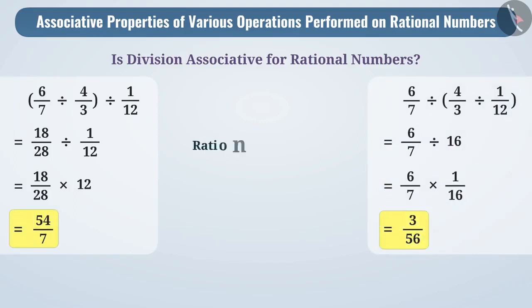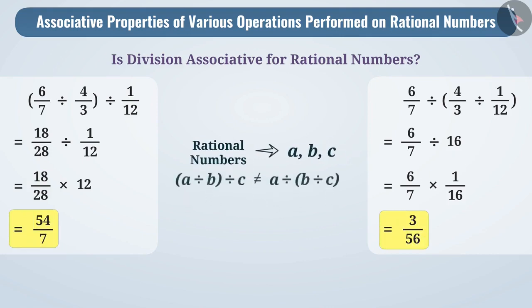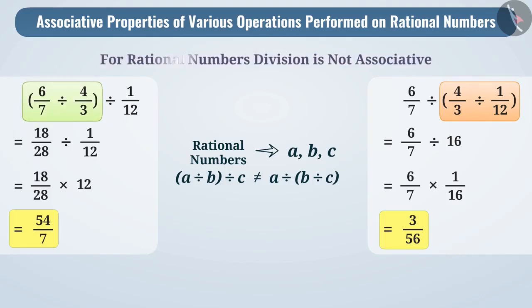So, the rational numbers a, b, c cannot be divided by grouping in any way. It is necessary to do this in the given order only. Therefore, we can say that for rational numbers, division is not associative. In this way, the result of the first case is true and the result of the second case is false.